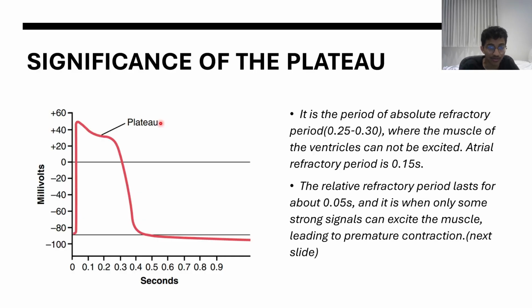Now, like we said, we have a plateau. Now, we're going to talk about a different aspect of the plateau. Before, we said that we need the plateau for longer contraction of the ventricles. Now, we want to talk more about the electrical aspect. Okay? During the plateau, there is a period called the absolute refractory period. It lasts about 0.25 to 0.30 seconds.